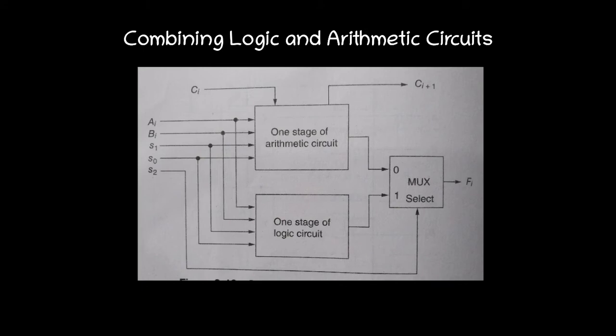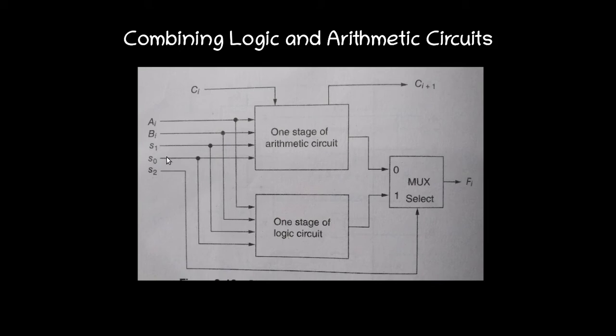Next is how to combine this logic circuit with our previously designed arithmetic circuit. Assume that this corresponds to one stage of the arithmetic circuit. It's one pair of bits. And this corresponds to one stage of the logic circuit. The bits Ai and Bi are connected with the arithmetic circuit. The same Ai and Bi are connected with one stage of the logic circuit also. Then the select lines S0 and S1 are connected to the arithmetic circuit and also to the logic circuit.